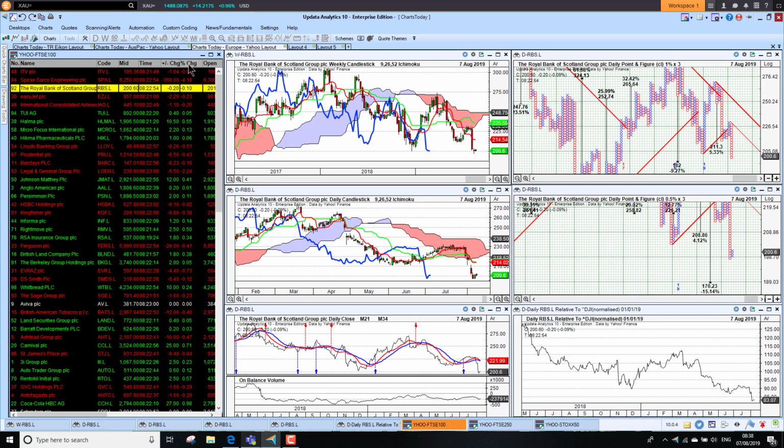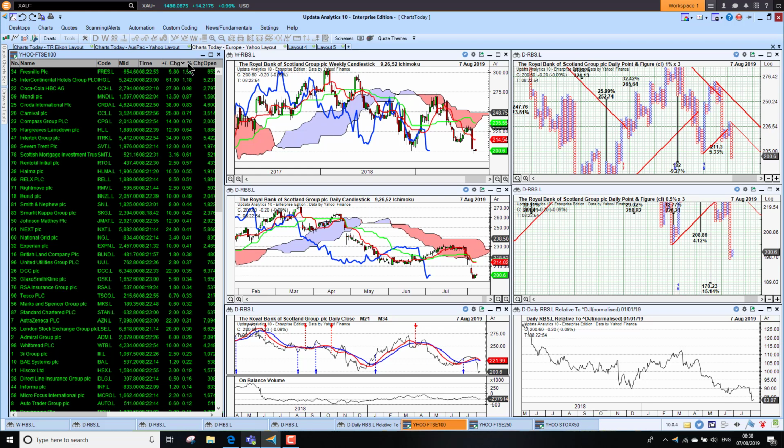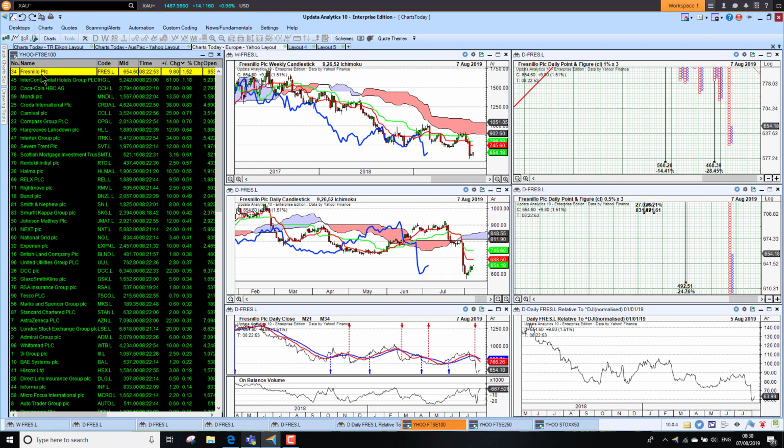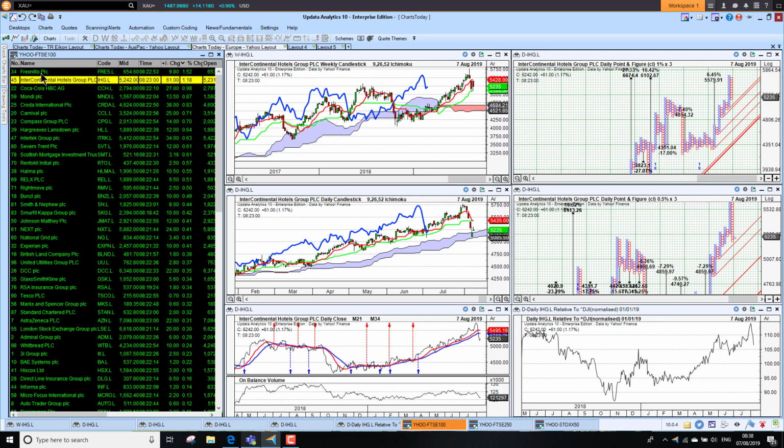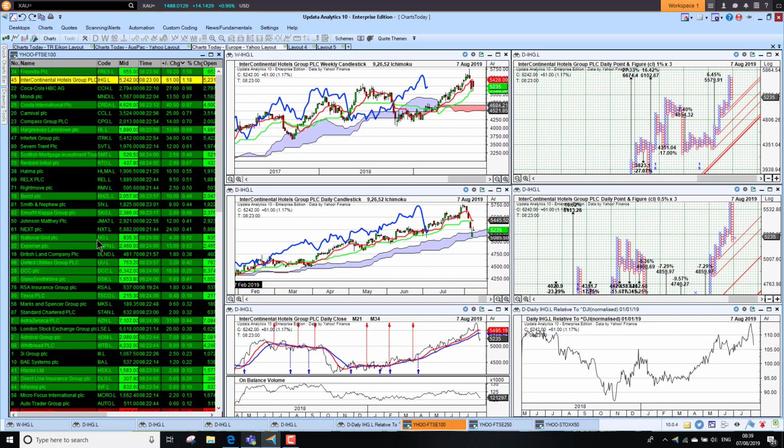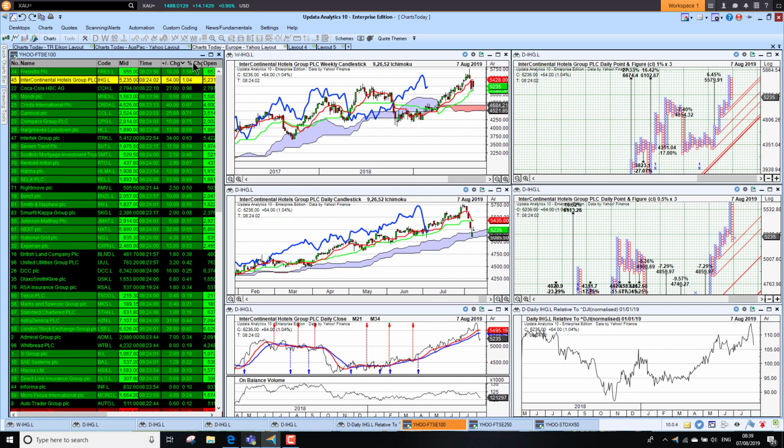Looking to Europe now, first of all, we start with the UK market. Fresnillo, they're up 1.5%, but the chart is in a clear downtrend. Intercontinental Hotels Group recovering after their few days of falls and results, but they are looking still pretty bullish. Here we see the live pricing coming in from Yahoo Finance.